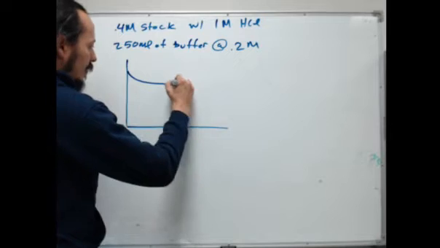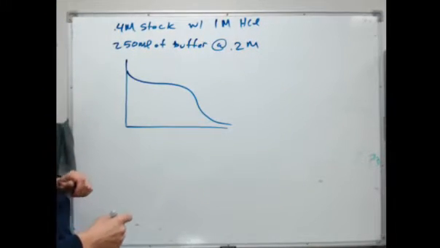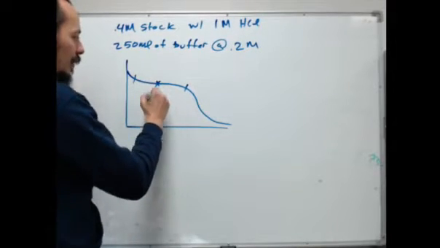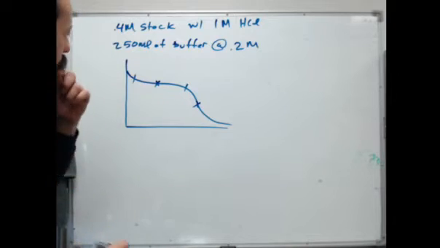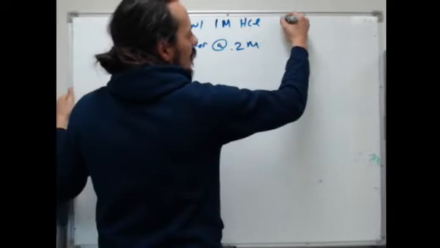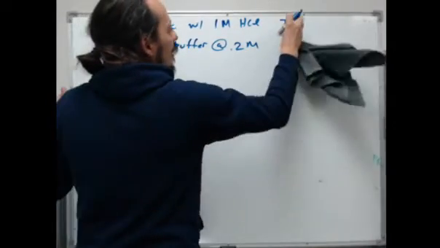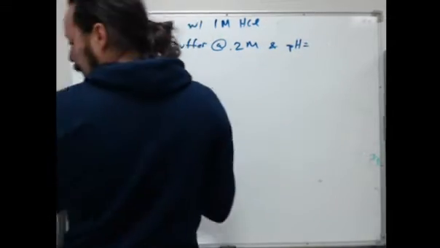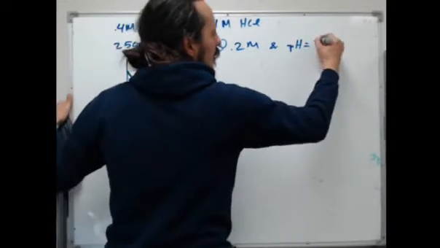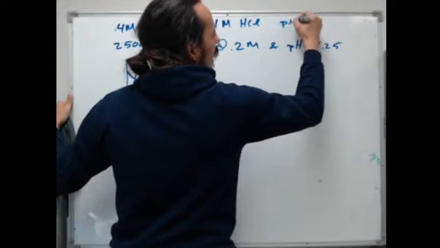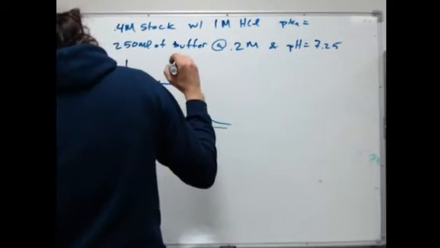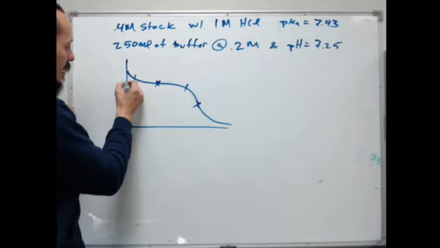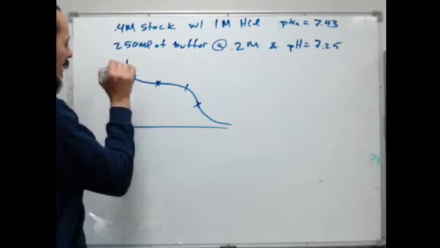So we know that the curve is going to look something like this. We know that the buffer range, buffer capacity, buffer region is there. We know the midpoint's there. We know the equivalence point's there. We have target pH with 1 molar HCl at 0.2 molar and pH equals 7.25. The pKa is equal to 7.43, given to you. So we know that the pH right here is 7.43.